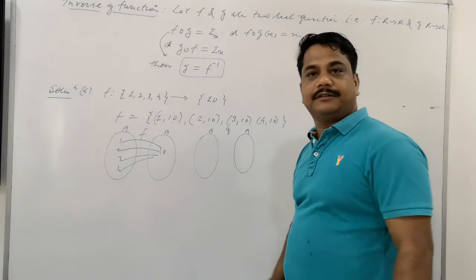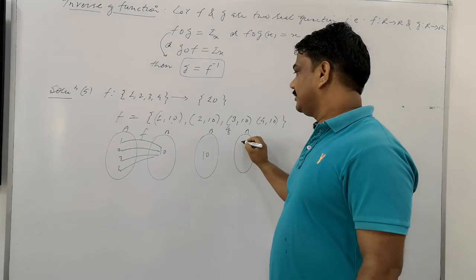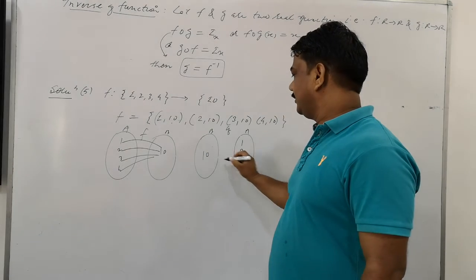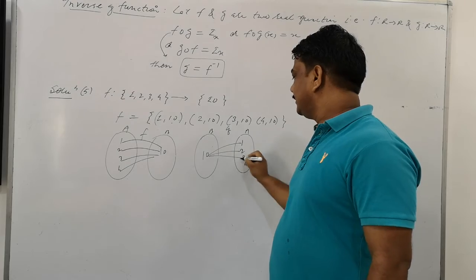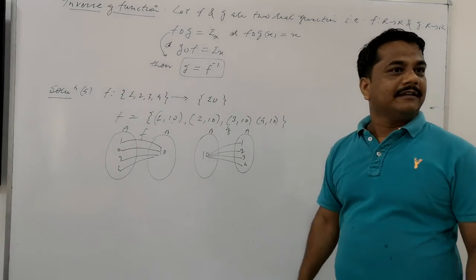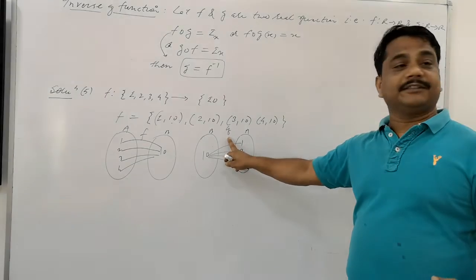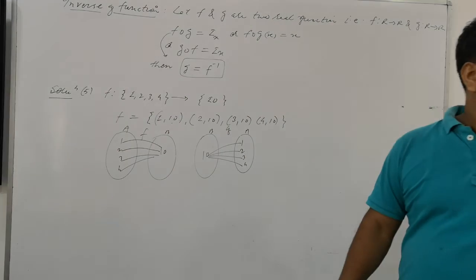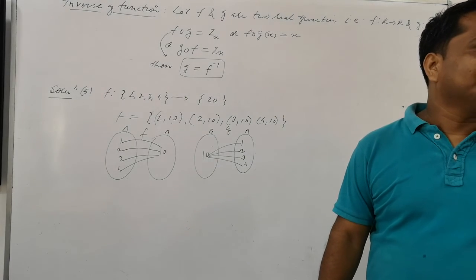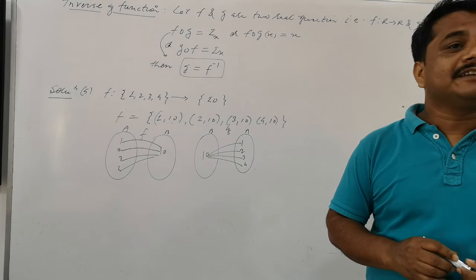Suppose it is G function. It's a 10 here, and 1, 2, 3, and 4 here. Is it possible here? 10 is under G function, 10 having many images. Is this a function? No, this is not a function. This is a relation. What is the definition of function?